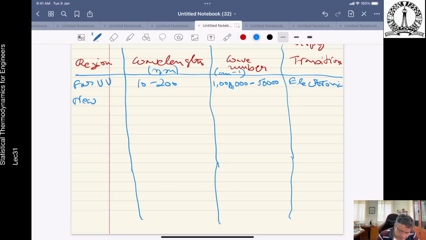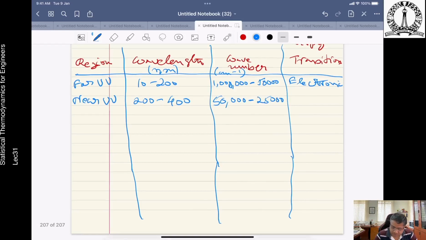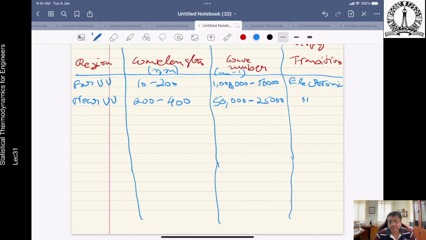Then there is near UV, which is 200 to 400. This is done in combustion experiments routinely, combustion spectroscopy. This is also electronic. Then of course comes visible, which is 400 to 800. This is 25,000 to 12,500 in wave number, and this is also electronic.